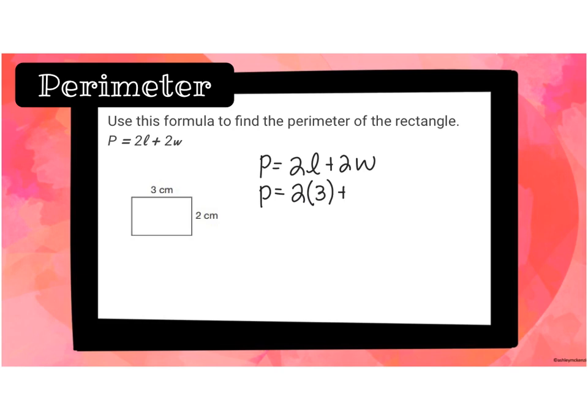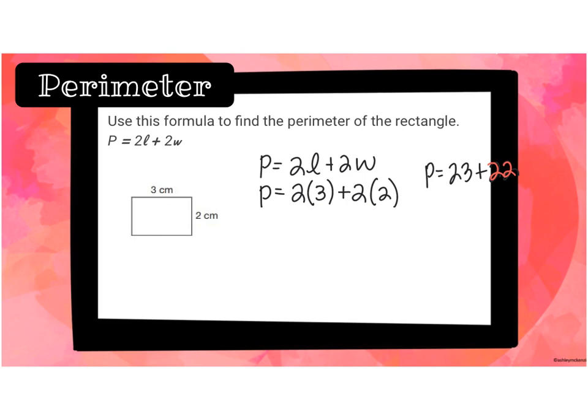3. I'm going to talk about what I'm doing with these parentheses in just a second. What's my width? 2. Okay, now look at how I wrote this. If I came over here and I wrote it like this instead, what do you think somebody's going to think? They're going to think that it's 23 plus 22.